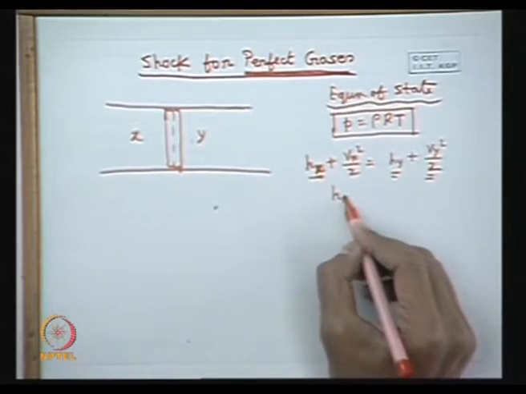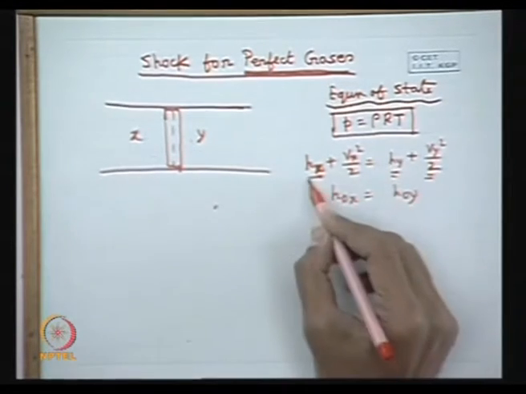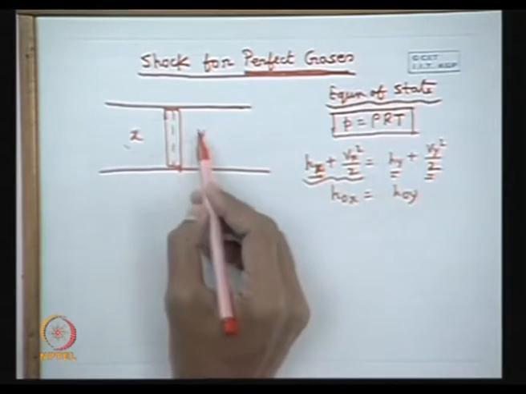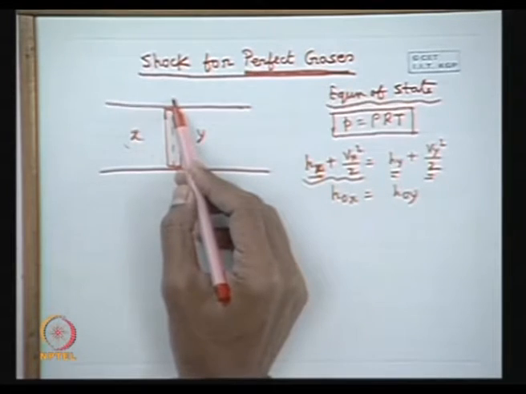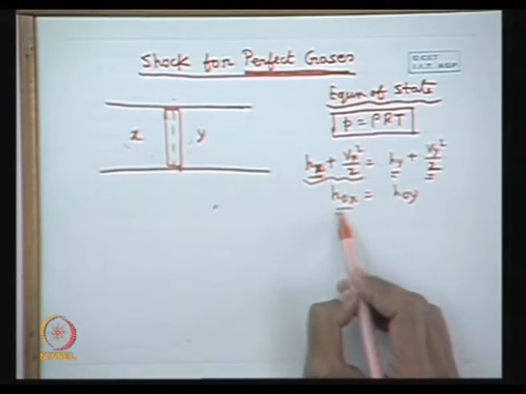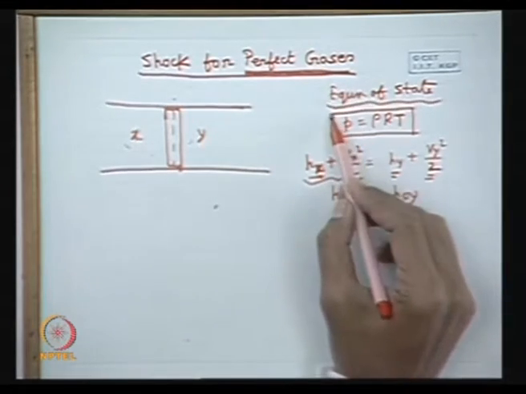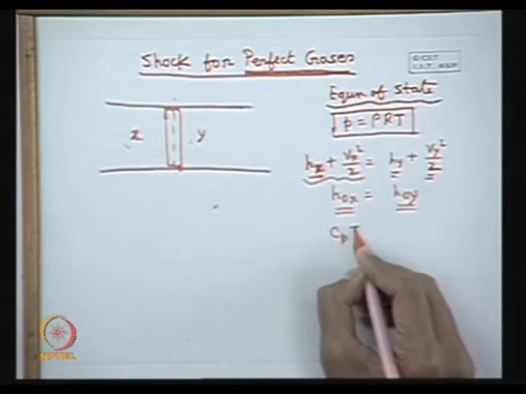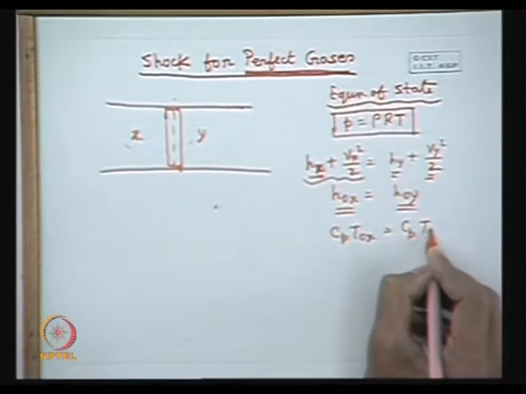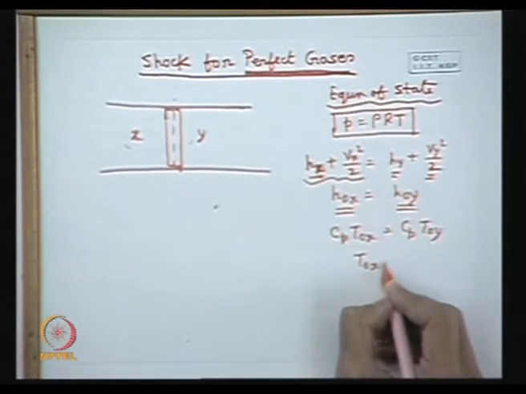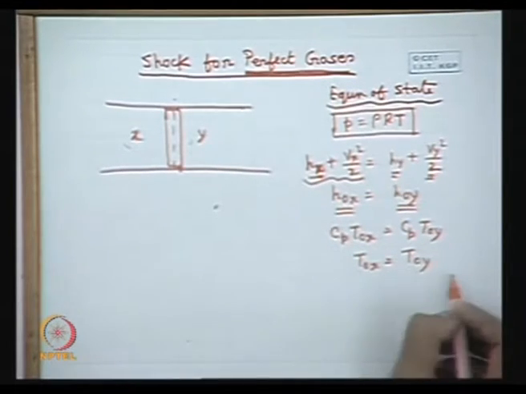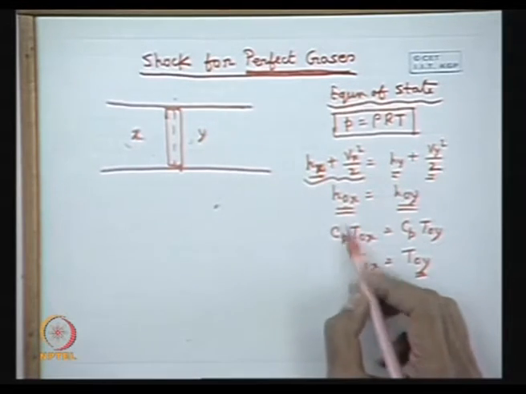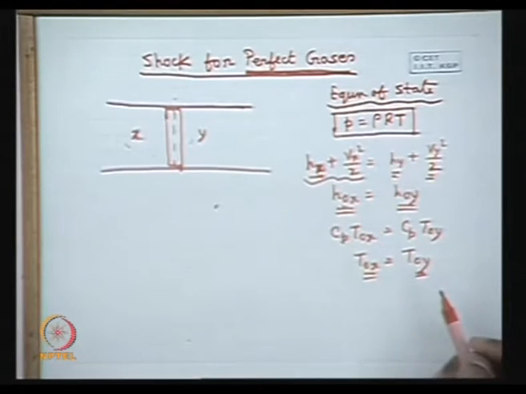Or precisely, we told that h0x is equal to h0y, because this represents the stagnation enthalpy referred to this x condition, and this is the stagnation enthalpy referred to this y condition. And since there is no heat transfer in this control volume, that is from section x to y, the stagnation enthalpy will be equal. Now since we have considered the perfect gas as the working fluid, I can write this as Cp T0x is equal to Cp T0y. So, for a perfect gas, since the stagnation enthalpy is the same, the stagnation temperature will be the same. The stagnation temperatures are the index of stagnation enthalpy, because for a perfect gas, we can write that enthalpy is Cp times the temperature.